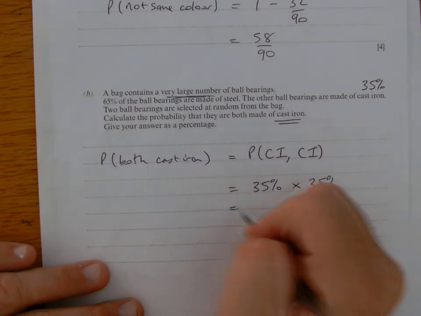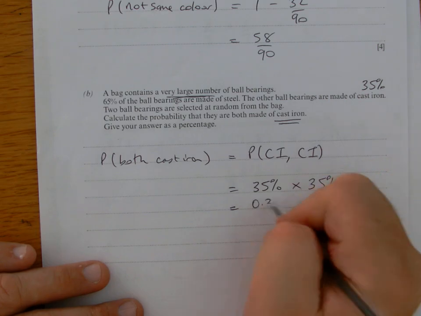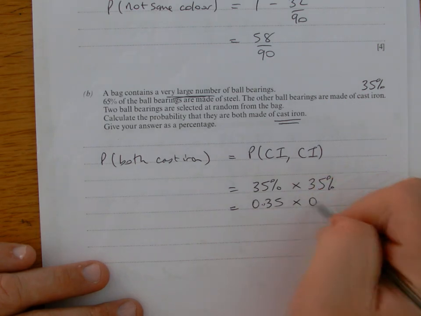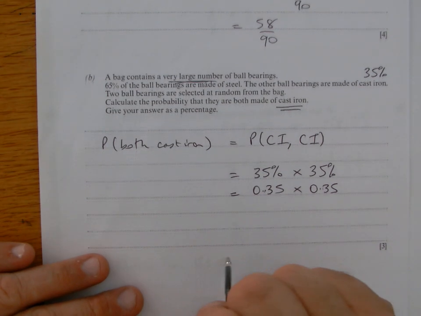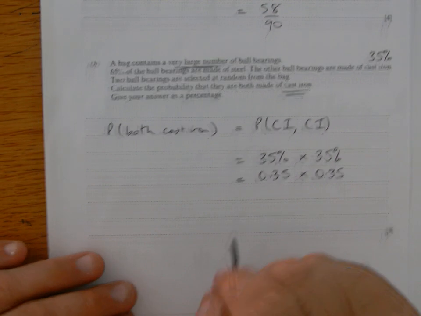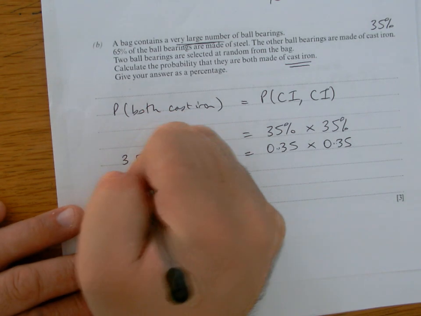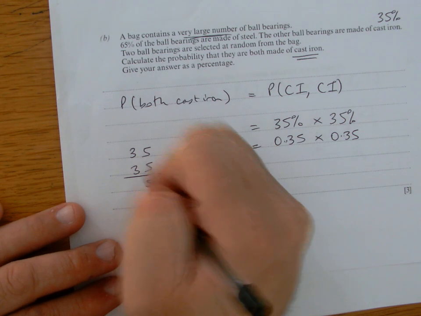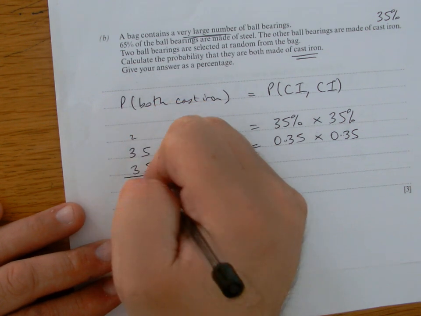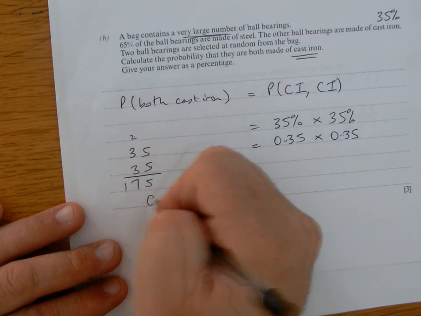And of course, there's a number of ways we could do this. We could do 0.35 times 0.35, and we can work that out as a decimal and then change it to a percentage. So when I'm doing 35 times 35, let's do that over here. 5 times 5 is 25, so 5 carry 2. 3 times 5 is 15, add 2 is 17. And then on the next line, add a 0.